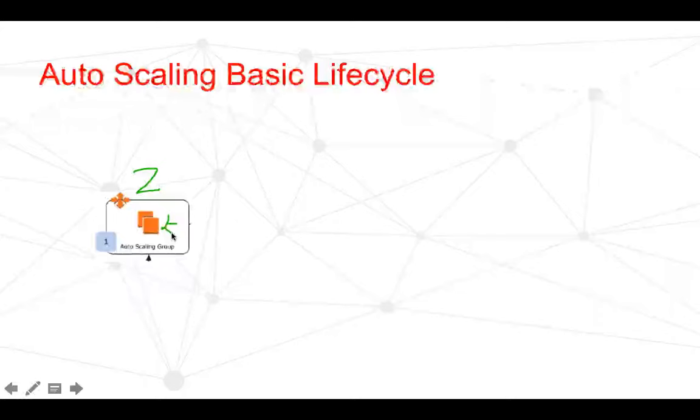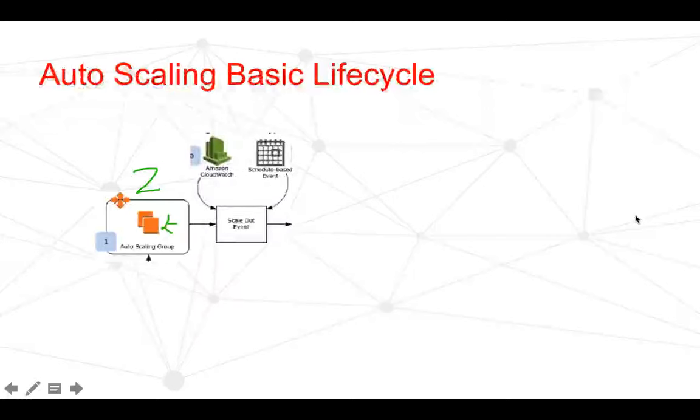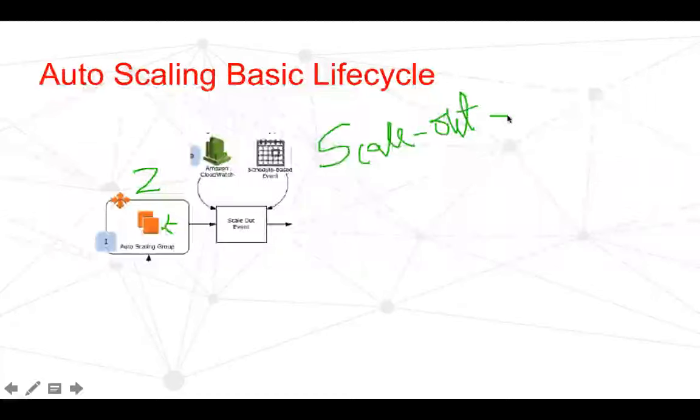Now, you want to trigger an event so that the number of instances in this group should increase. So what happens is that you use a CloudWatch or a schedule-based event to trigger a scale-out event. Now you have to make a note of what exactly this scale-out event means. I'm just making you comfortable with the terminologies that we'll discuss going forward.